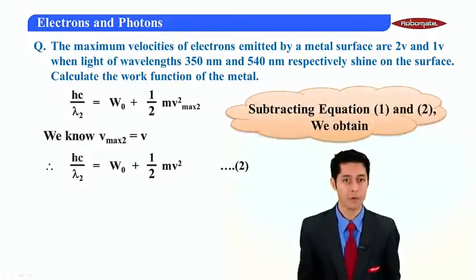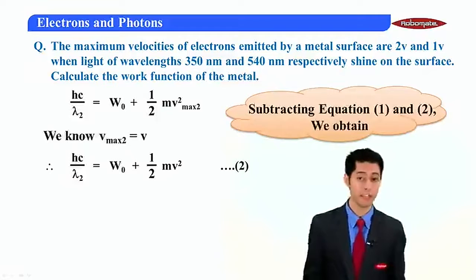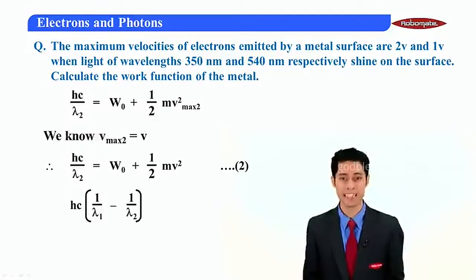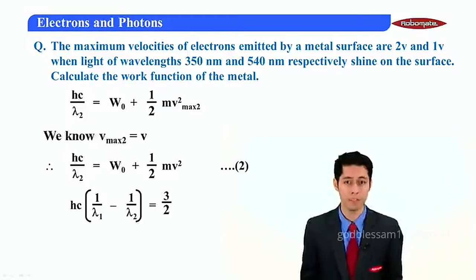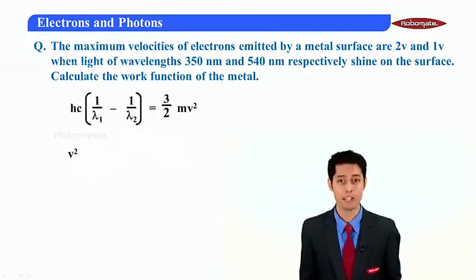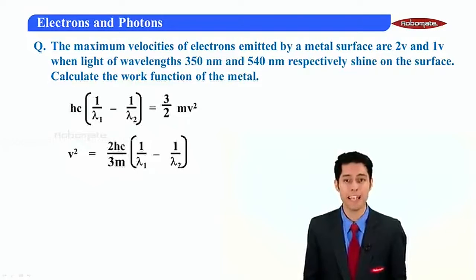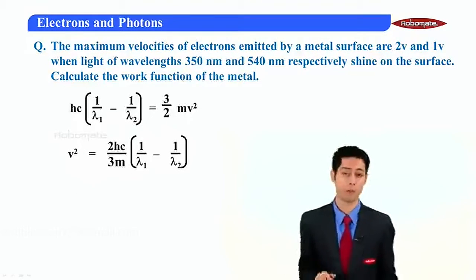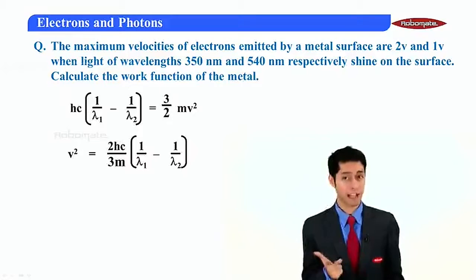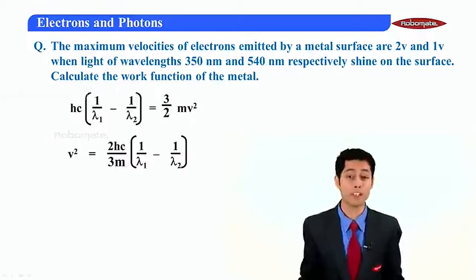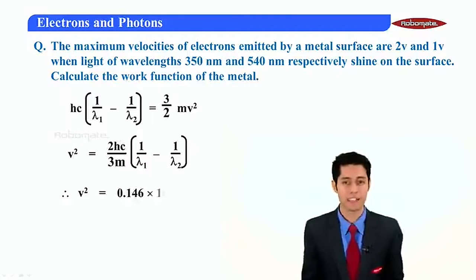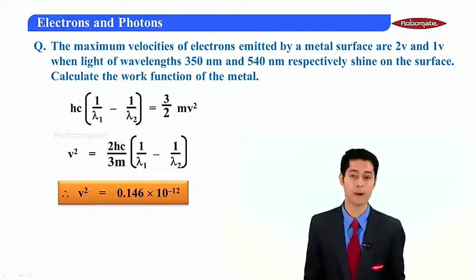Can I say now to find out the work function, what we are doing is we are subtracting equation 1 and 2. On subtracting equation 1 and 2, we get hc in bracket 1 by lambda 1 minus 1 by lambda 2, that comes out to be 3 by 2 mv square. So can I say v square alone will come out to be 2 hc by 3m in bracket 1 upon lambda 1 minus 1 upon lambda 2. Now students, we know the value of h, c, m, lambda 1 and lambda 2. So substituting all the values in this, we get the final answer of v square as 0.146 into 10 to the power minus 12.